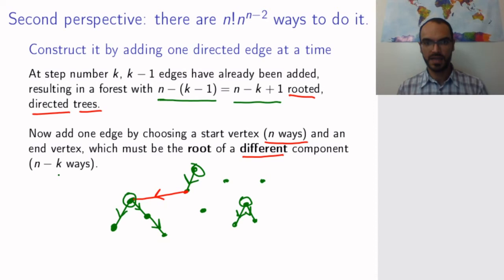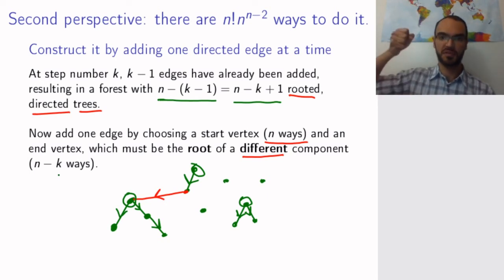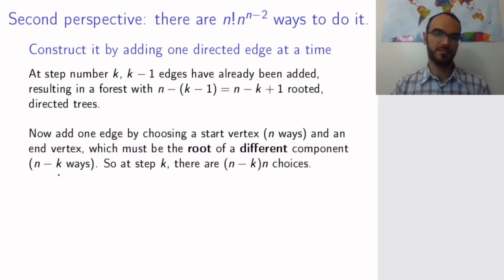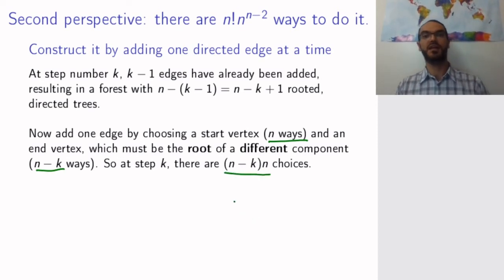And now I have one edge more and one component less, and I can do step k plus 1 and so on until my step n minus 1, where I put the very last edge and create a tree altogether. So how many ways can this be done in? Well, at step k, I had n choices of starting vertex and n minus k choices of ending vertex. So I have n minus k times n choices of putting the kth edge. So the kth edge can be put in this many ways.